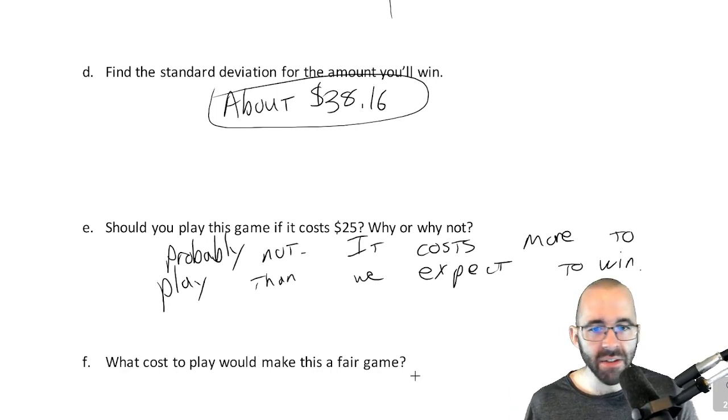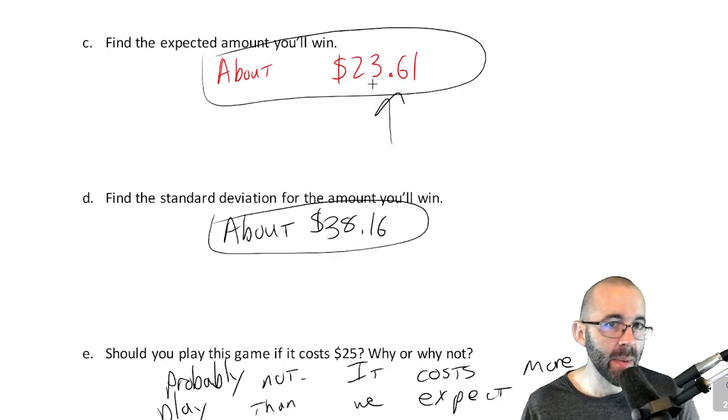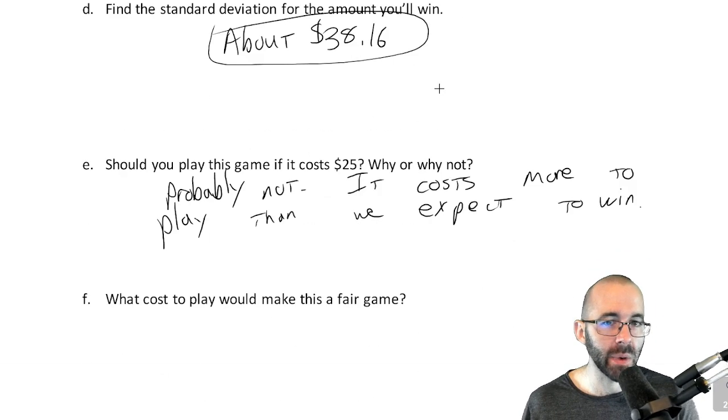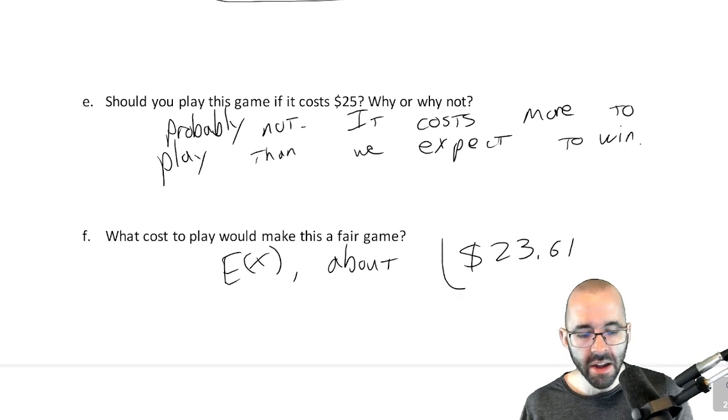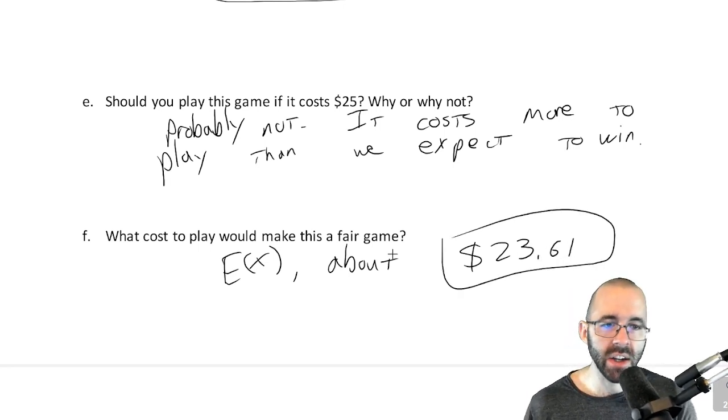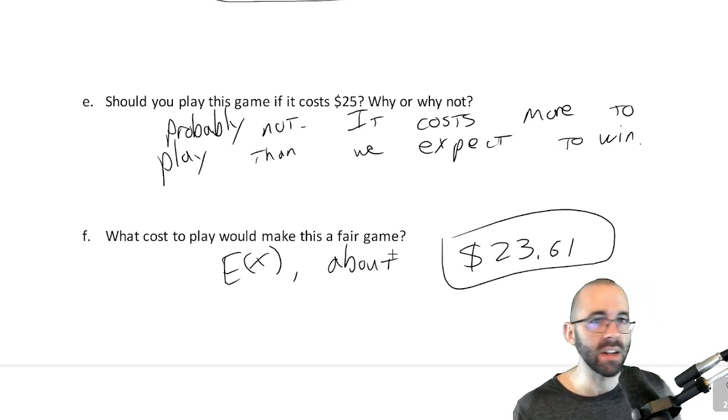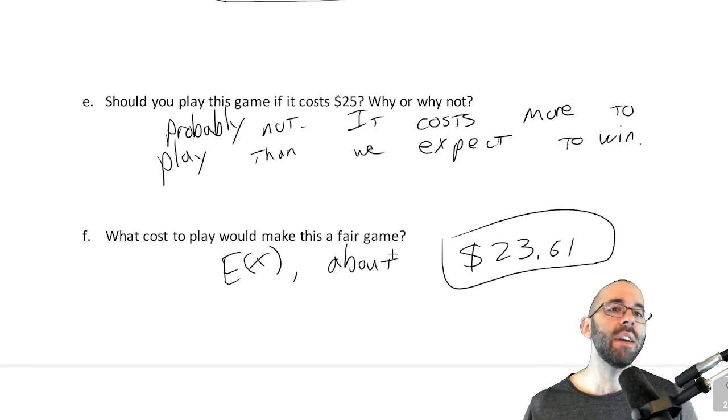So what costs would we have to charge to make this a fair game? Well, we'd have to charge about $23.61. And then it'd be fair because we'd win on average, and not every time. Sometimes we'd win, sometimes we'd lose. But in the long run, we'd come out about even. That would make it fair.